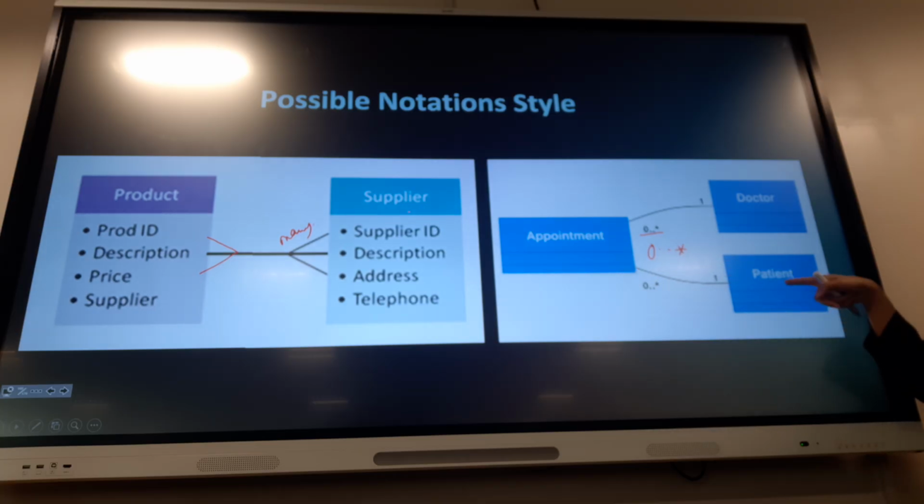Yes, read it from right to left. One patient can either have zero or many appointments. Excellent. Let's build a relation between these two. Can you give the annotations?